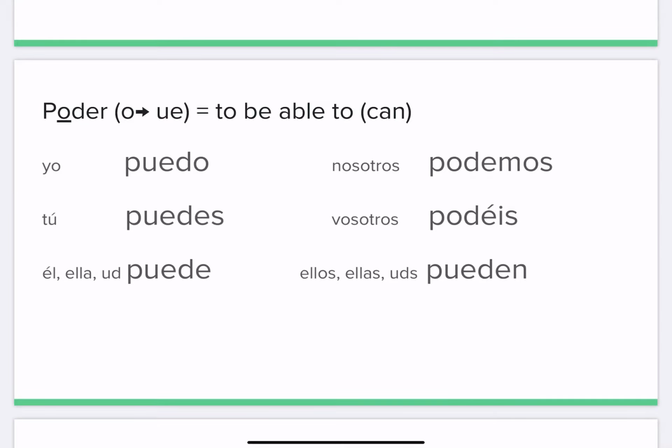The verb poder means to be able to or to can. The verb poder has an O to UE spelling change. So you get yo puedo. Tú puedes. Él, ella, and usted puede. Nosotros podemos. Vosotros podéis. Ellos, ellas, and ustedes pueden.